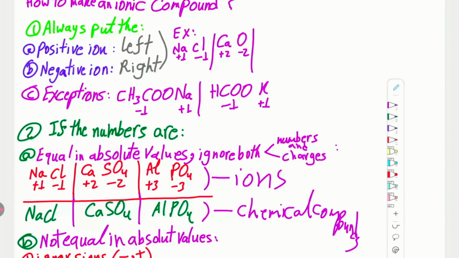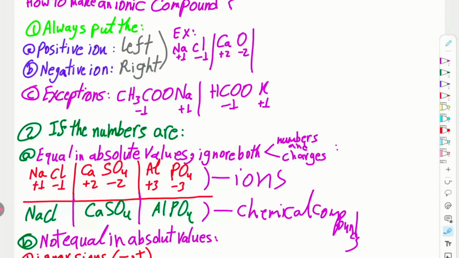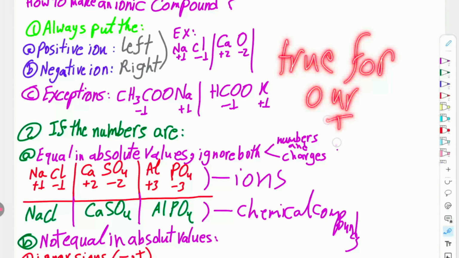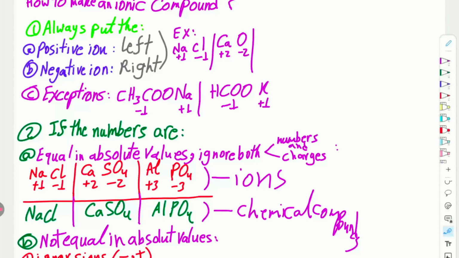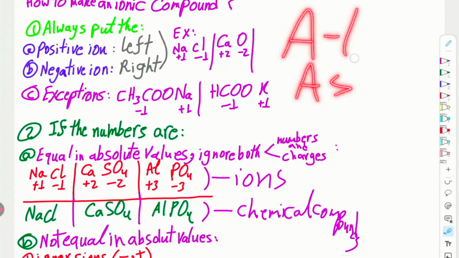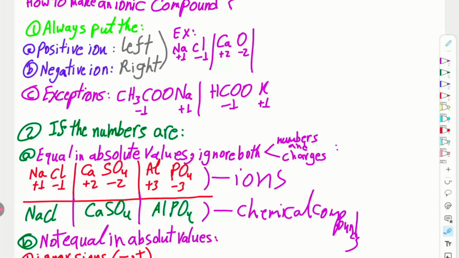We have two exceptions in our book. In this class, I'm going to teach you a lot of important rules about ionic compounds, but they are not always true. These are true for our IGCSE book. When you go to the A level or AS, you're going to see that some rules are not precise. They are true, but they are not precise 100%. So in here we have two exceptions in our book.